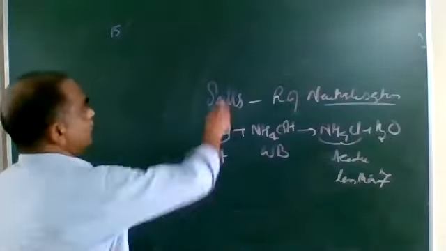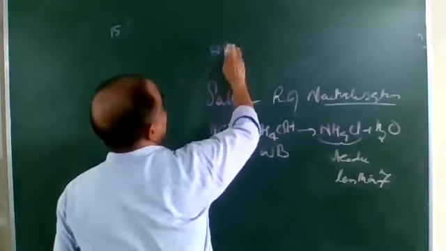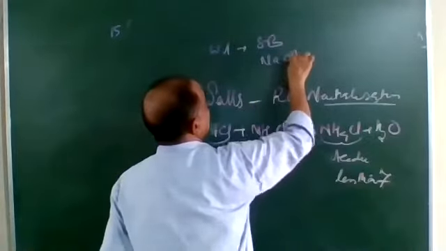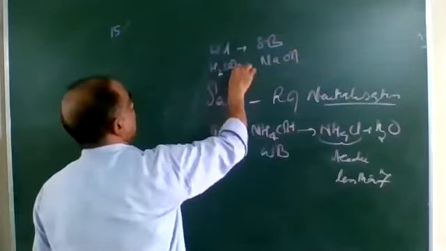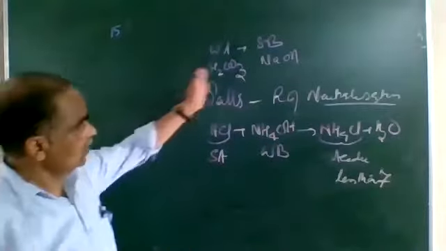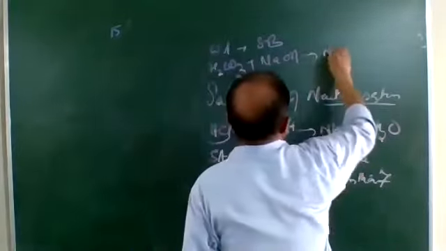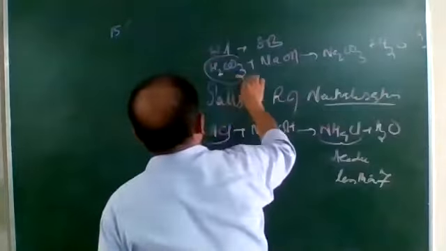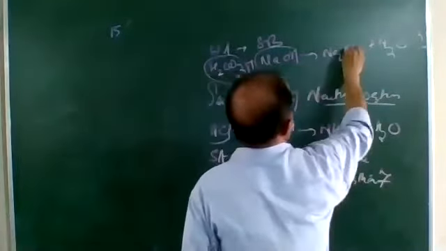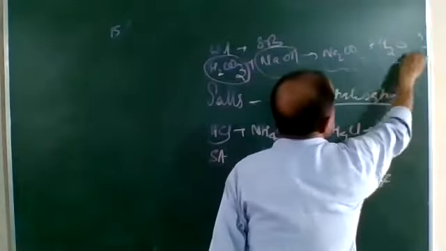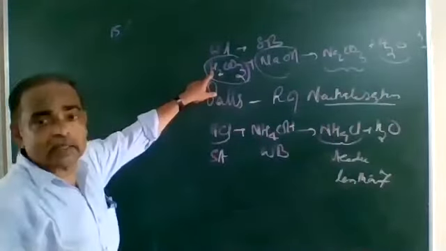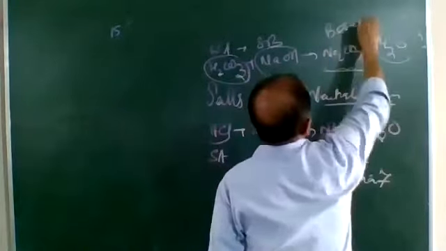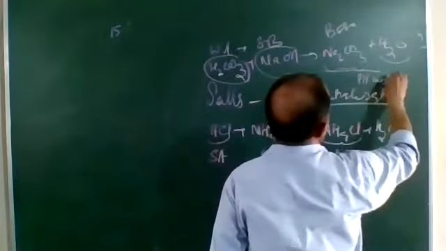The next one, weak acid and strong base. The strong base taken is NaOH and the weak acid is H2CO3, carbonic acid. What is the product we are getting? We are getting Na2CO3 plus H2O. Carbonic acid reacts with caustic soda, and we get sodium carbonate plus H2O. So this is a weak acid and a strong base, therefore it is basic in nature. Basic in nature means pH is more than 7.